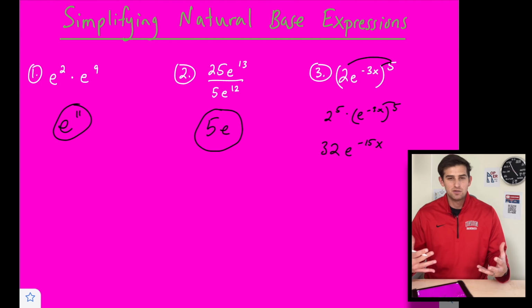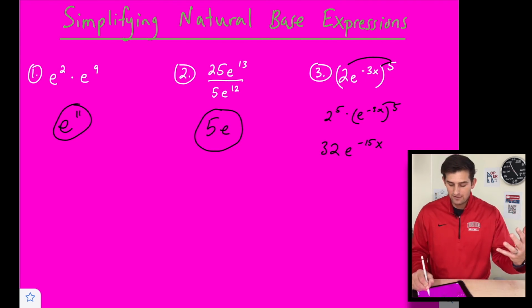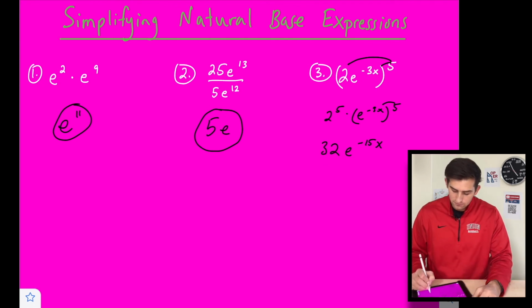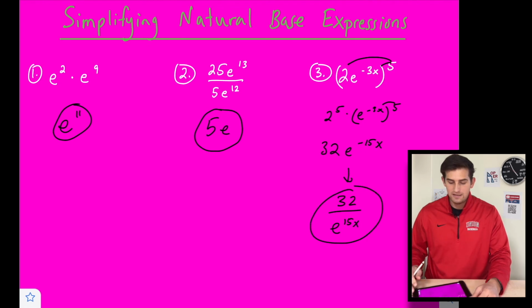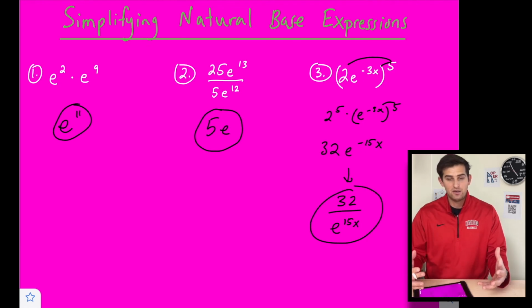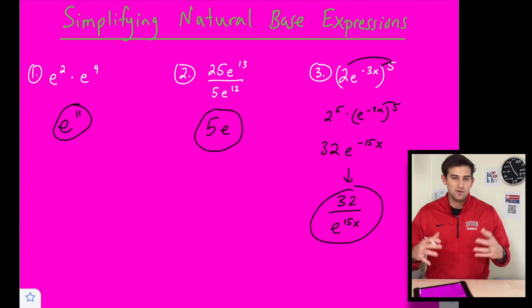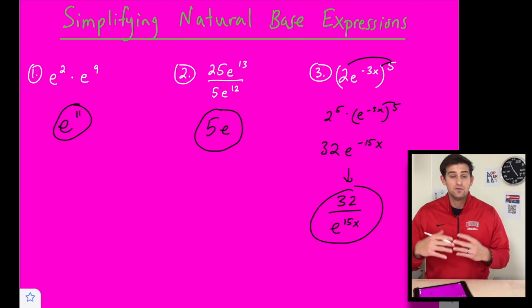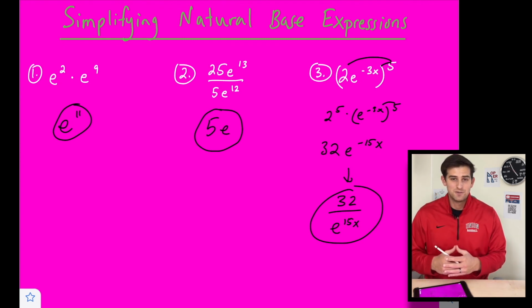Now for the negative exponent rule: if we have a negative exponent in the numerator, which is what we have here, we can bump that down to the denominator and it will become positive. So we leave 32 in the numerator and bump e to the 15x down to the denominator, and it comes out as positive 15x as our power instead of negative 15x. If we know anything about exponents, we really do not want to leave a negative exponent as part of our answer, so that is a necessary step to fully simplify the expression. And that's how you can simplify some natural base expressions.